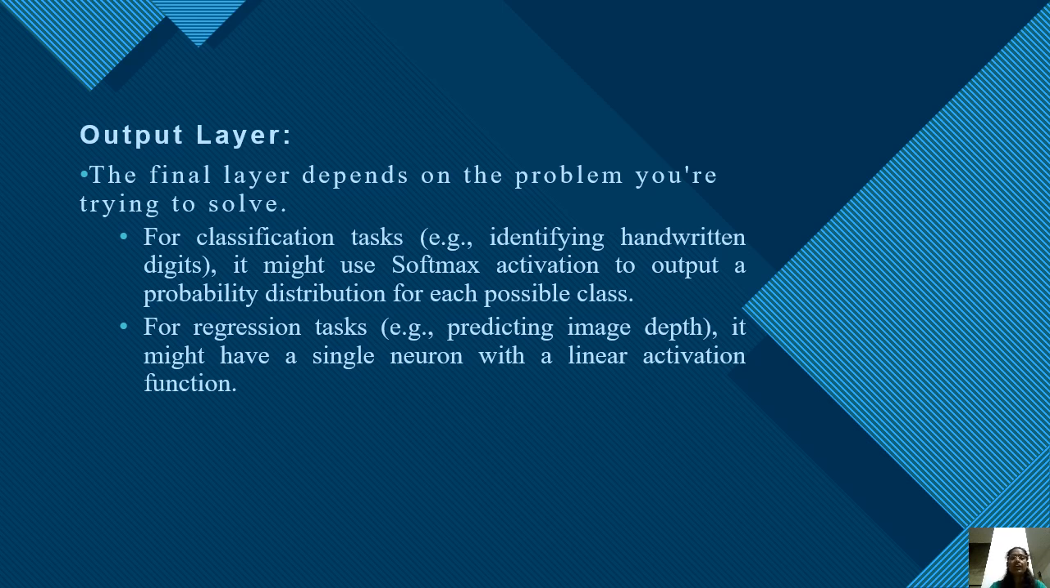This output layer, the final layer, depends on the problem we are trying to solve. Based on that, we decide what to use in this output layer. For regression tasks like predicting image depth, it might have a single neuron with a linear activation. This is the output layer.